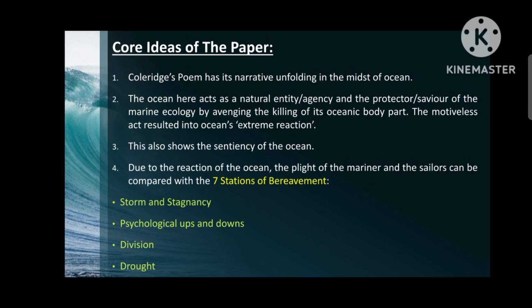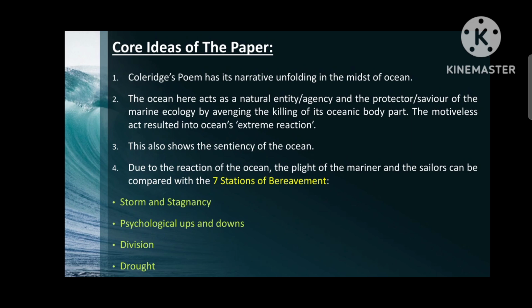Yes. So here the ocean acts as a natural entity, natural agency. The human beings have their own agency, but here the ocean acts as a natural agency and a protector or a savior of its marine ecology. Now mark the words, marine ecology, by avenging the killing of the oceanic body part. Now the bird albatross is also considered a seabird, a good omen for sailors and also a bad omen for certain sailors. So it is a part of a marine ecology, an oceanic ecology or oceanic ecosystem.